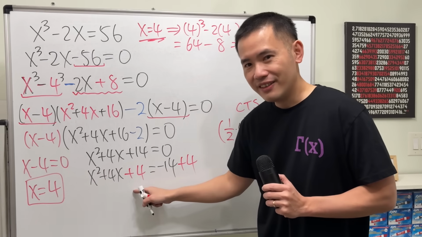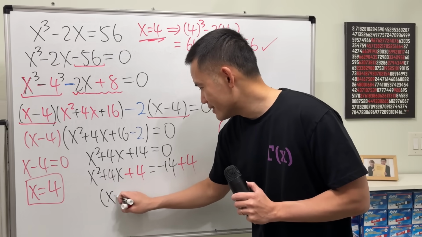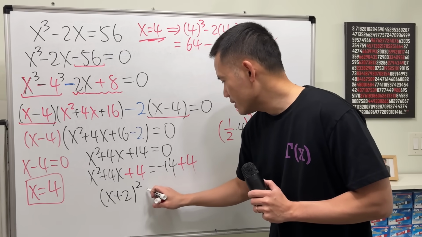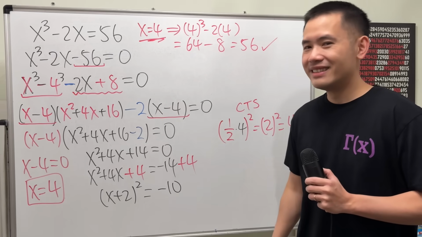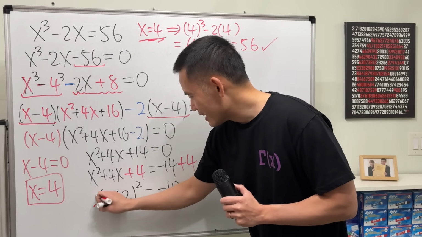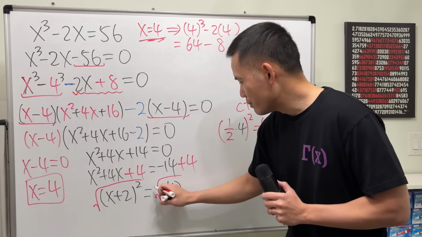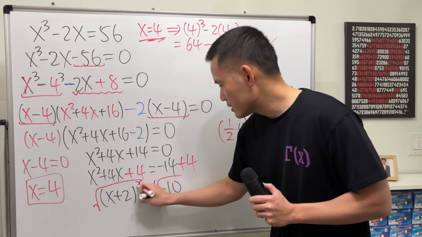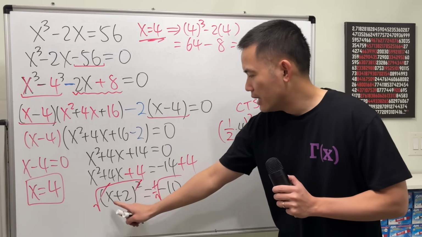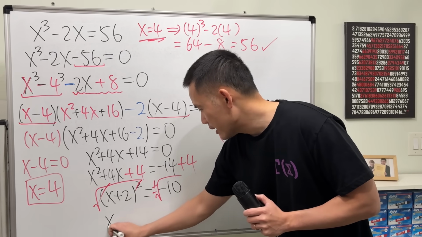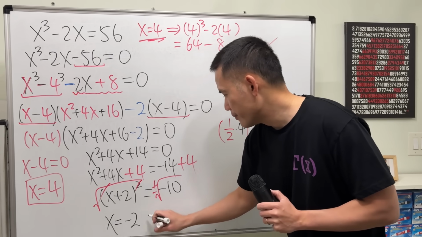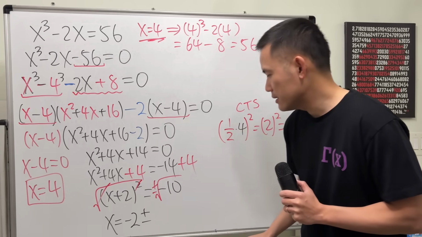Now for this, factor it and we'll get a perfect square. X plus 2 squared. This right here gives us -10. And then take the square root, both sides, put the plus minus so that this and that cancel. X plus 2, I'm going to subtract 2 from both sides. So x equals -2. And then we have the plus or minus.